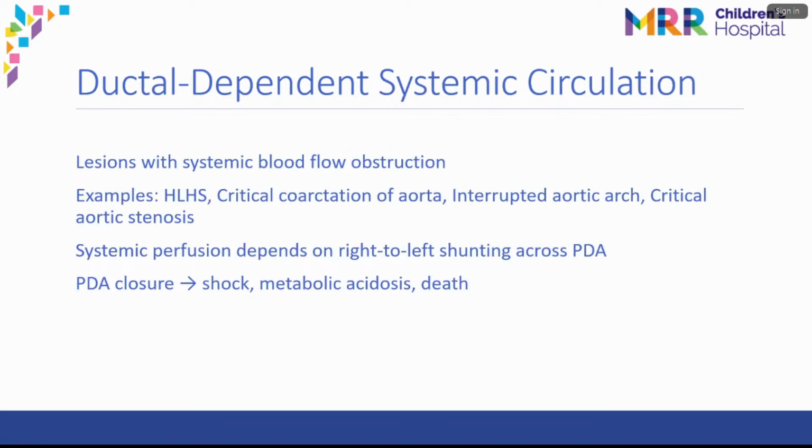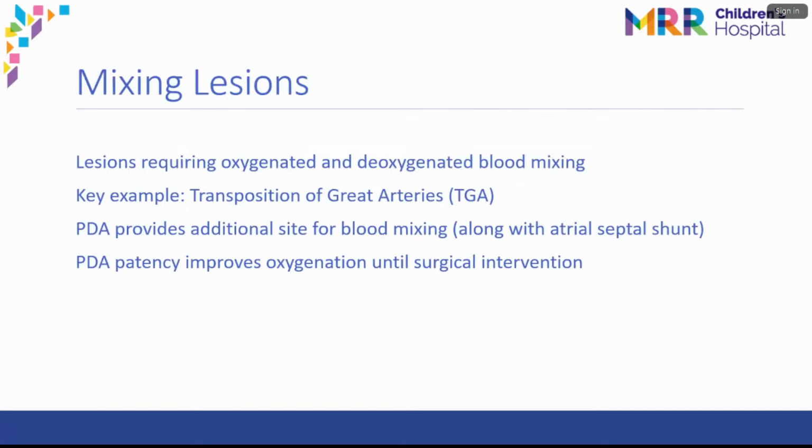Ductal dependent systemic circulation: lesions with systemic blood flow obstruction, examples being HLHS, critical coarctation of aorta, interrupted aortic arch, or critical aortic stenosis. In these cases, systemic perfusion depends on right to left shunting across the PDA. So PDA closure may lead to shock, metabolic acidosis, or death.